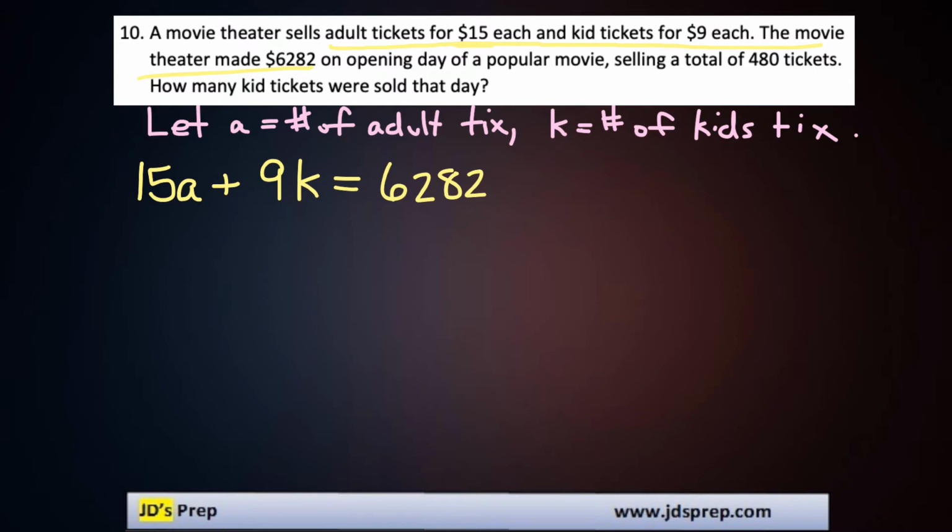The second equation we're going to create is just based on the fact that they've sold a total of 480 tickets. To write that out as an equation, it would simply be A plus K equals 480.